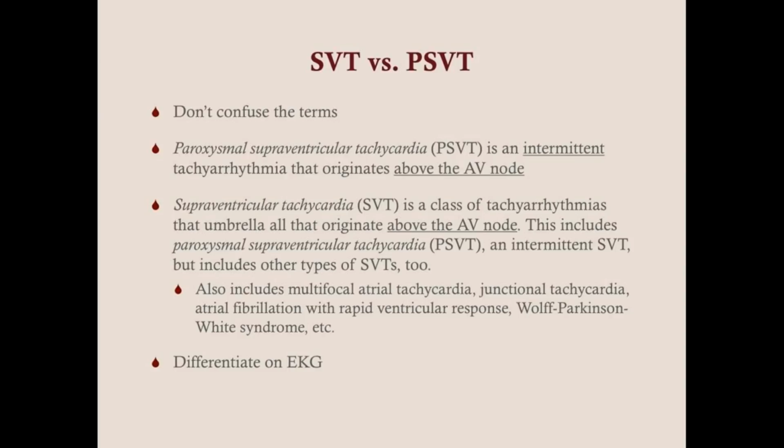Then that electricity gets to the AV node. The AV node causes electricity then to go through the ventricles. That causes the ventricles to contract. That causes your QRS complex. And after your ventricles have contracted, the ventricles repolarize. And so then you're getting your T wave.